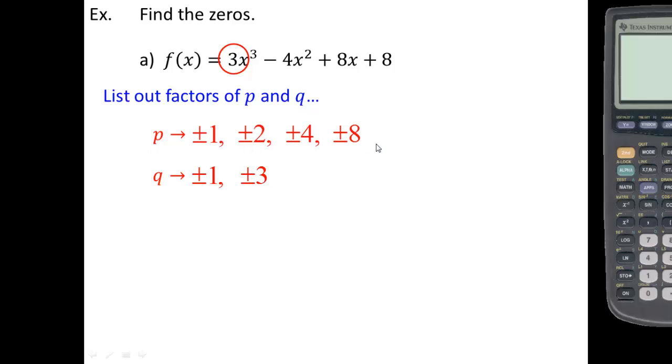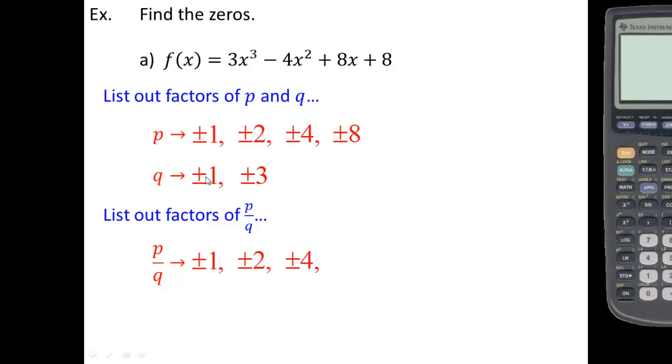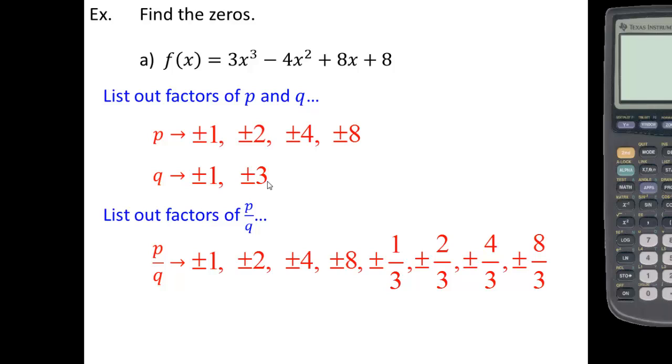But I don't want factors of P, I don't want factors of Q, I want factors of P over Q. So what I'm going to do is list out my factors one at a time. I'm going to take all my factors of P and divide by my first Q. If I take 1 over 1, 2 over 1, 4 over 1, and 8 over 1, I have 4 possible P over Qs. Then if I take all those same factors of P and divide by my next Q, 1 over 3, 2 over 3, 4 over 3, 8 over 3, by doing it methodically like this, I can be sure that I have every possible combination of P over Q.